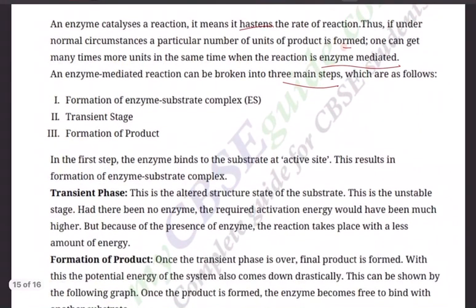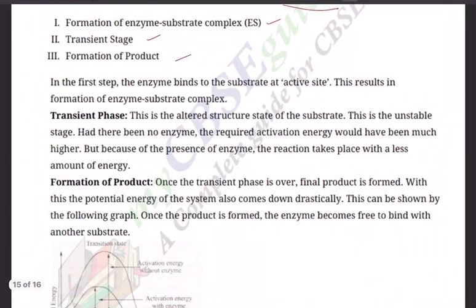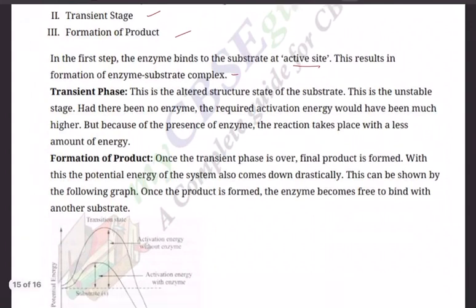An enzyme mediated reaction can be broken into three main steps, which are: A. Formation of enzyme substrate complex, ESC. B. Transient stage. C. Formation of the product. So you got three. In the first step, the enzyme binds to the substrate at the active site.